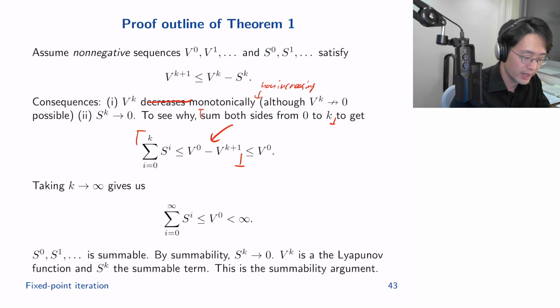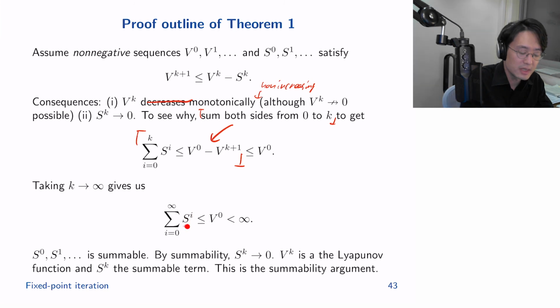Now note that v0 minus v_{k+1} is less than or equal to v0. So the sum of the s's is less than or equal to v0, and then we take the limit as k goes to infinity. So the sum of all the s's is less than or equal to v0, and v0 is assumed to be a finite number. When the sum of the s's is finite, we say the sequence is a summable sequence. And a summable sequence must converge to 0, because the s's are non-negative. The s's never become negative.